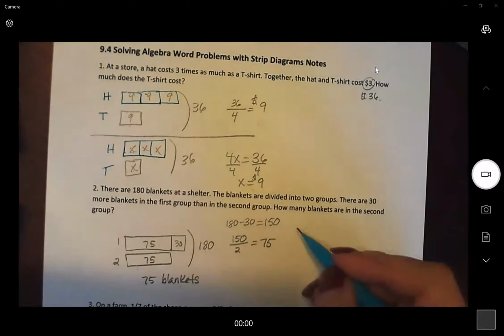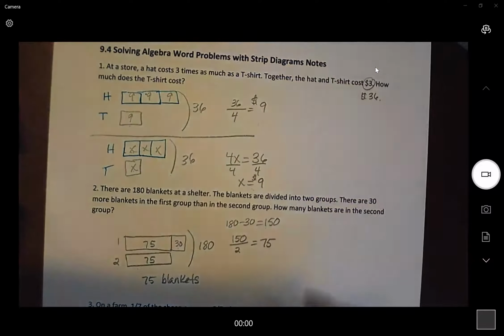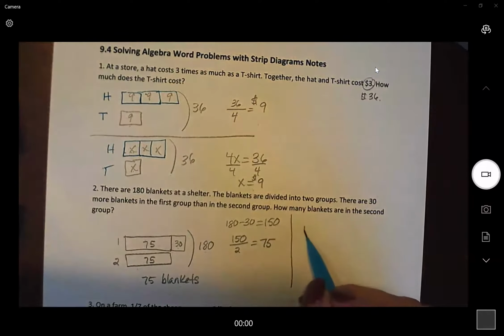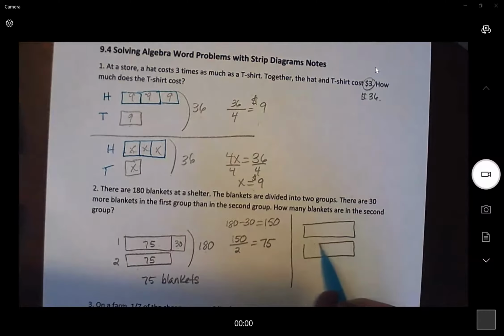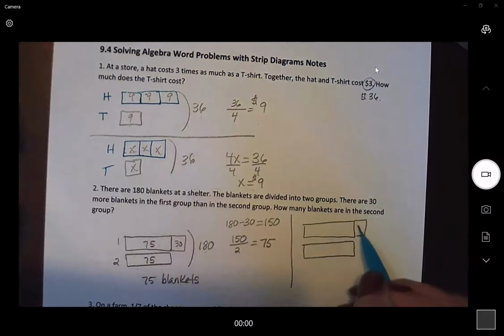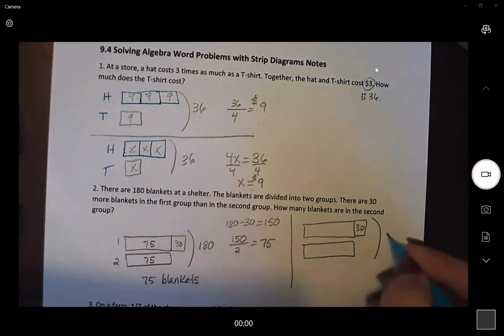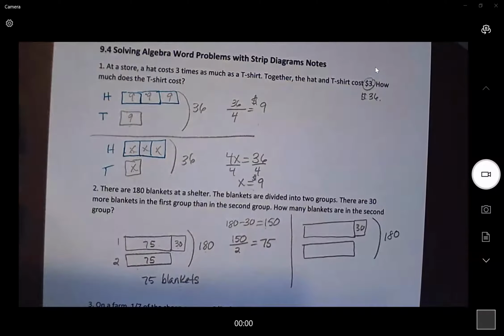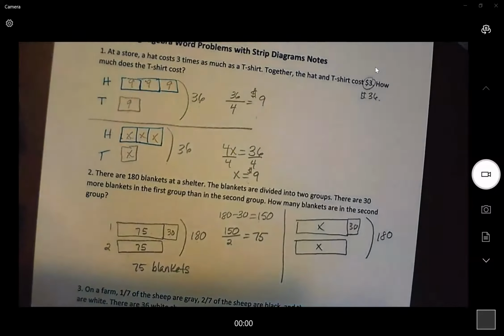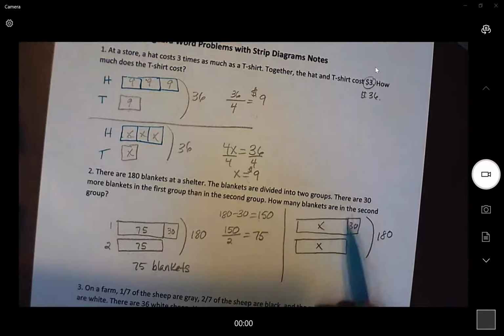So now let's take a look at this the other way. Let's go ahead and do it algebraically. So algebraically, we have, again, these two parts. And this one has 30 more. And we know that they total 180. So these are the unknowns. Those are the variables because we don't know what those are. So let's go ahead and add up everything we have here in our strip diagram. So we have 1x plus 1x is 2x, plus we have this 30 added on. And all of that total should be 180.